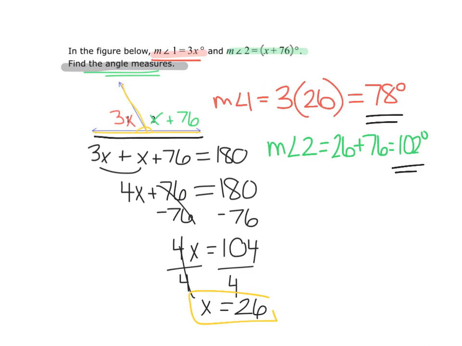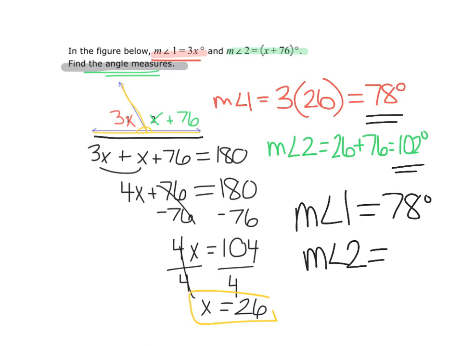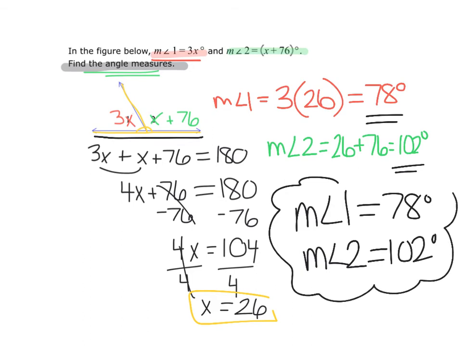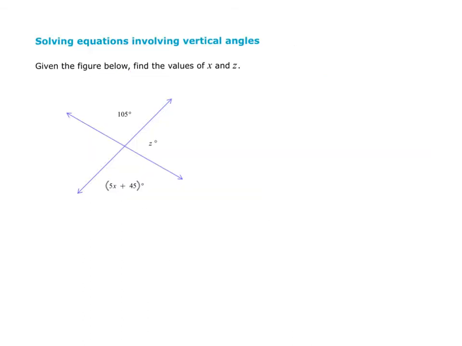And what do you know? They do. So we're going to finish this off here by saying the measure of angle 1 equals 78 degrees, and the measure of angle 2 equals 102 degrees. And that is our final answer.